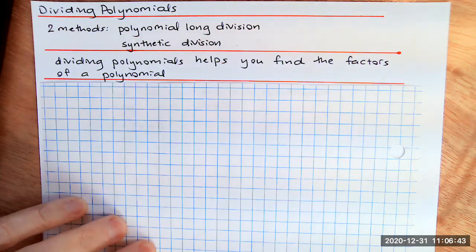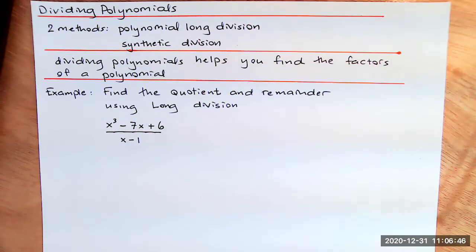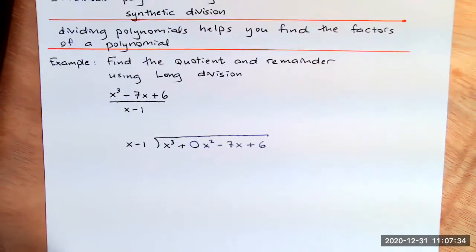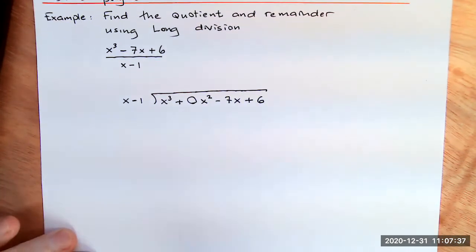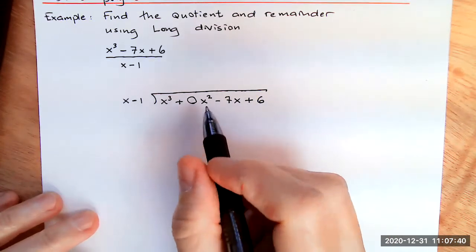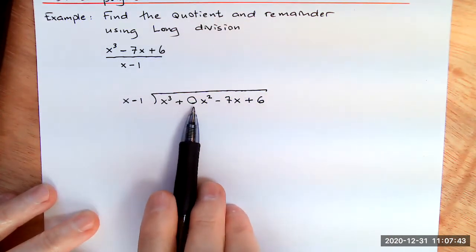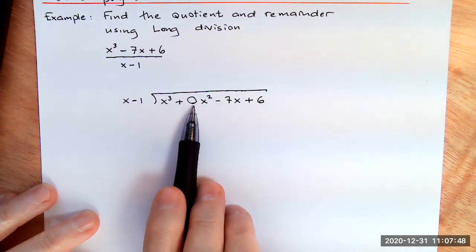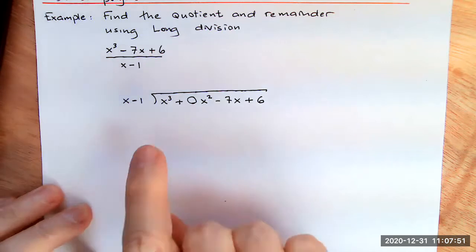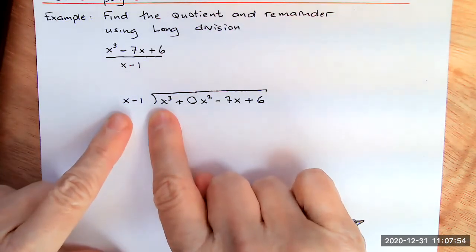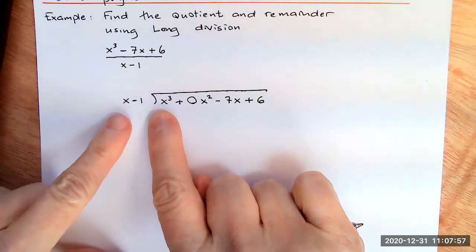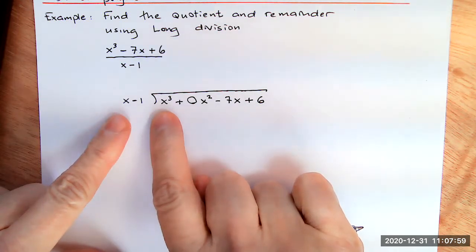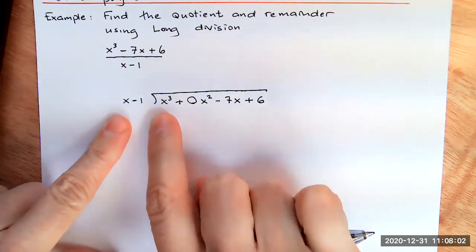All right, let's start out with an example. Find the quotient and the remainder using long division. So you write this down like regular long division with numbers. Now, you may notice that there's no x squared term, so I'm going to put a placeholder here, 0 times x squared. All right, so we just look at the leading coefficient and say, what do I have to multiply x by to get x cubed? And that would be x squared.